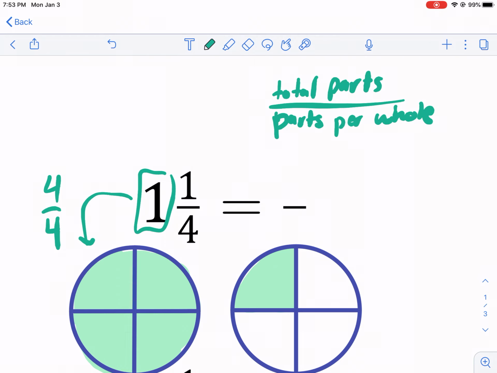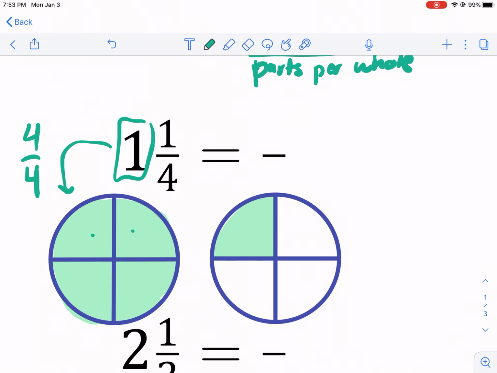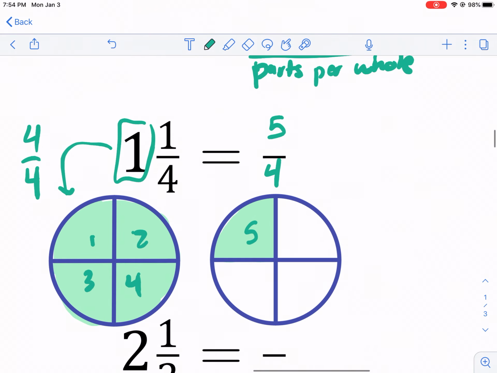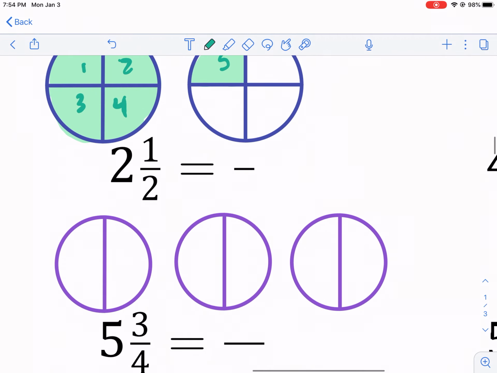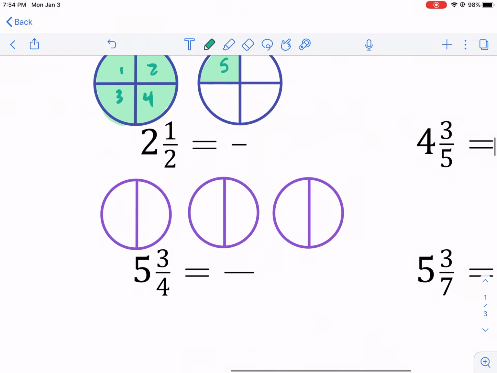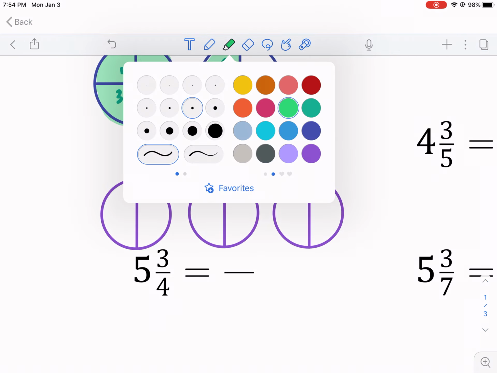Okay, and what does that mean? Well, we know there's 4 pieces, 1, 2, 3, 4 per whole, okay? But how many total parts do we have? We have 5. So that's 5/4. That would be the improper fraction of this. We have 5 total pieces out of 4 slices per whole. So that's how that works, okay? That's an improper fraction. Now, the quicker way to do this problem, and I'll show you real quick. No, let me show you one more before I get into the quick way, okay? If you want to skip ahead, that's fine, but I want to show you at least one more way.